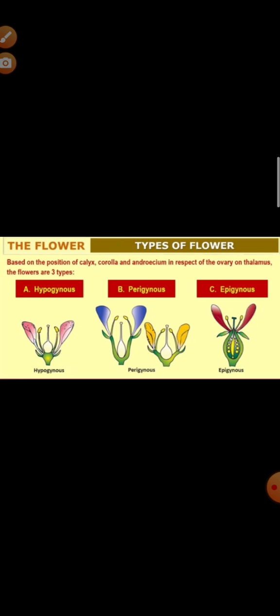Next, based on the position of calyx, corolla and androecium in respect of the ovary. Basically this is the type of flower with respect to the position of the gynoecium. Where is the gynoecium located? Depending on that, it can be divided into hypogynous, perigynous and epigynous. What is hypogynous? When the ovary is situated on the thalamus above all the other floral organs, that flower will be known as hypogynous. Here the ovary is superior. You can give an example of mustard, tomato.